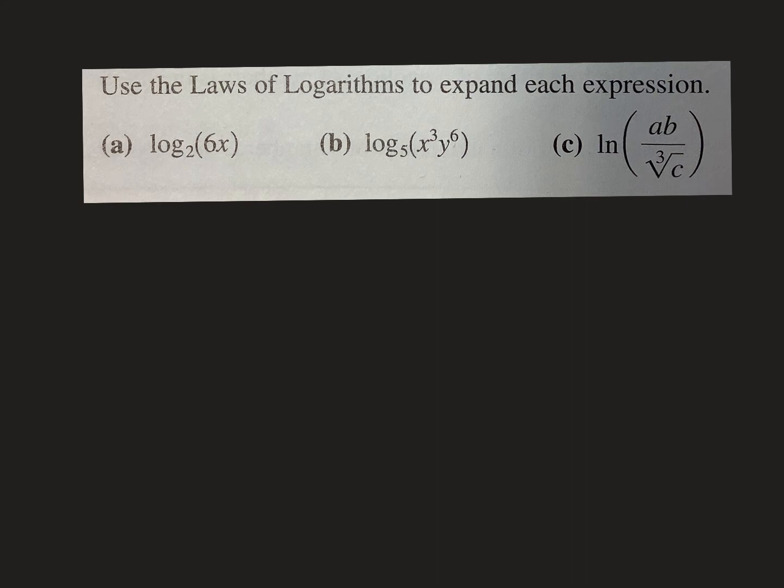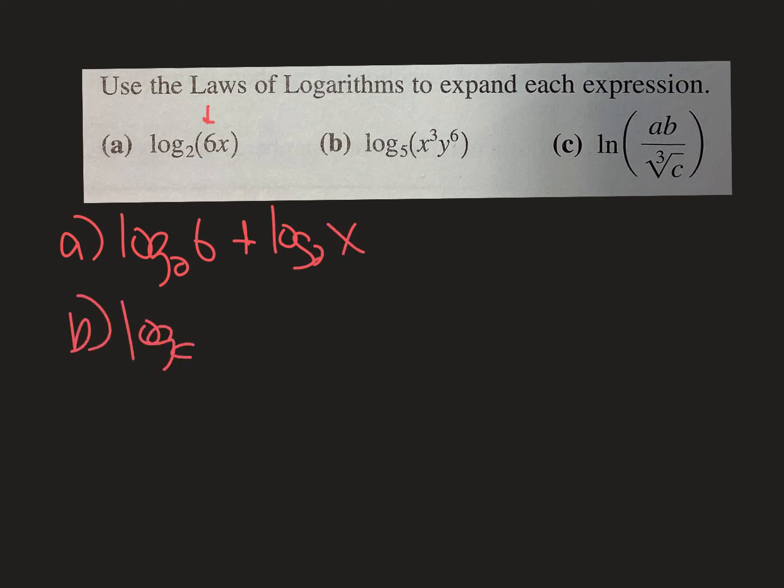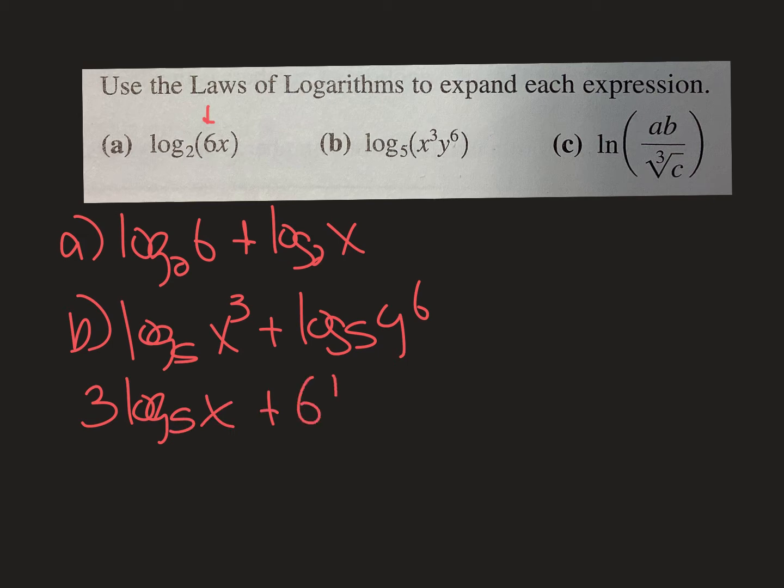Okay, this says use the laws of logs to expand. So I'm going to try to make these into 2. Part A has multiplication, so I'm going to break that up with addition, just like that. Part B also has multiplication. So I'm going to do log base 5 of x cubed plus log base 5 of y to the 6. Now, those logs also have exponents. Anytime they have exponents, the exponents need to go to the front, like this. And there you have it.